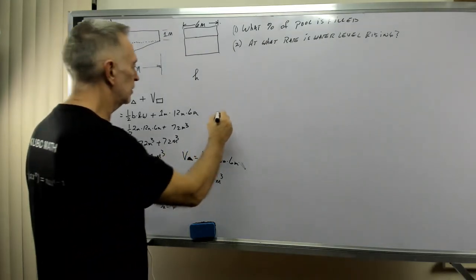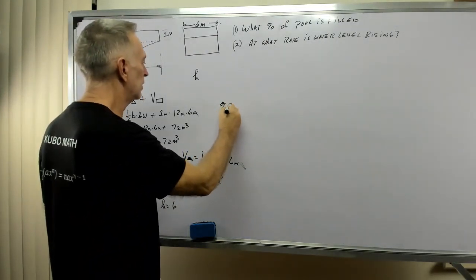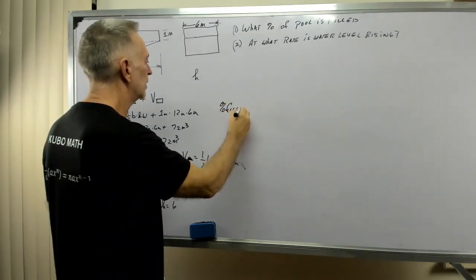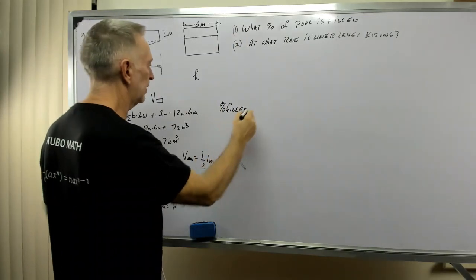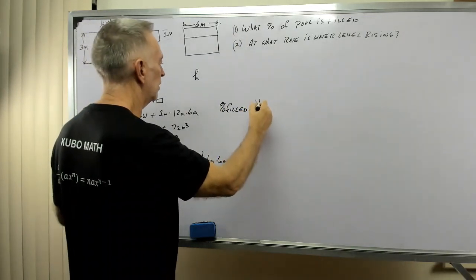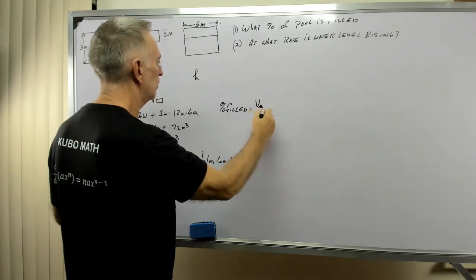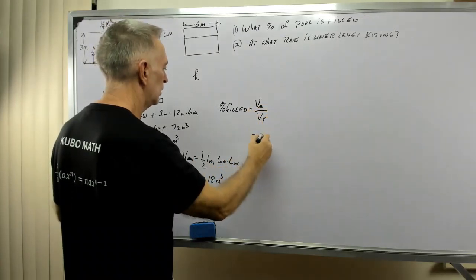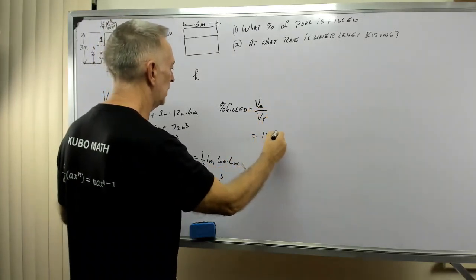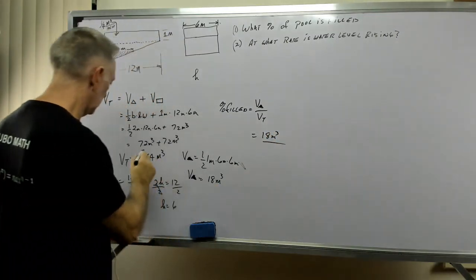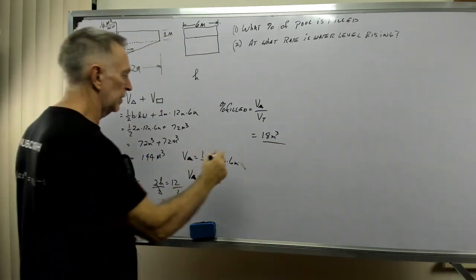So now the percent filled, so the answer to my first question would be the volume that's full divided by the volume total. So that's 18 cubic meters divided by 144 cubic meters.